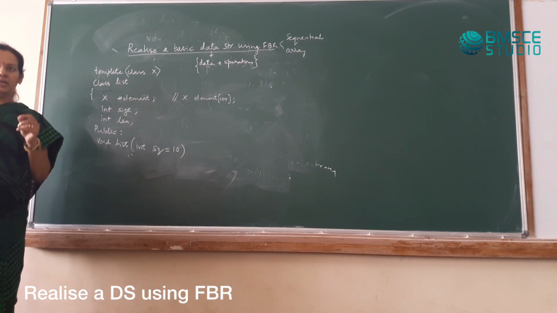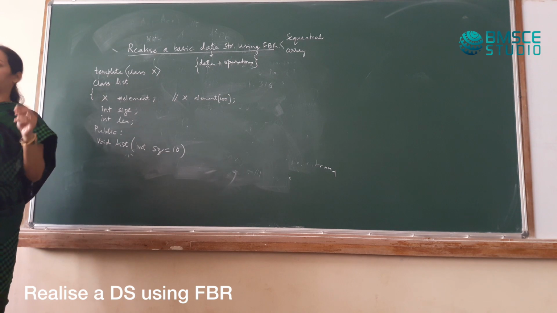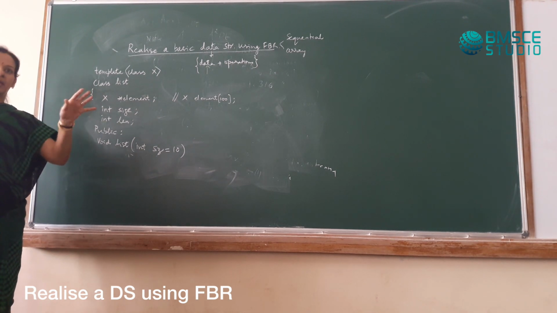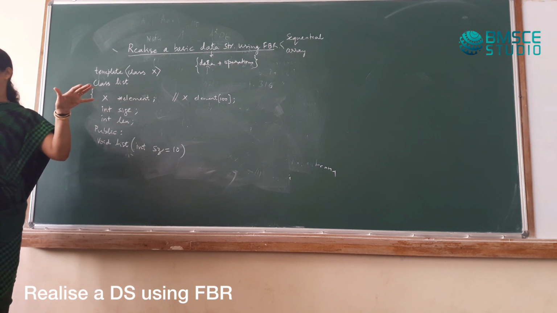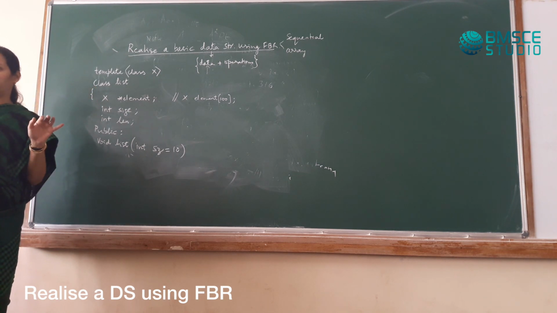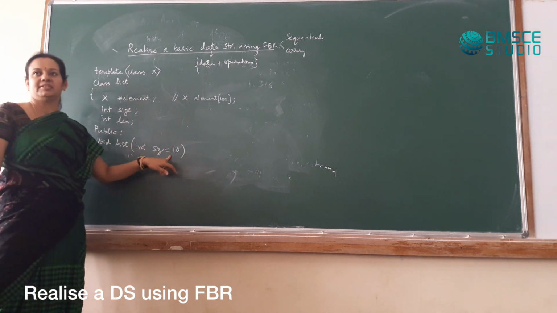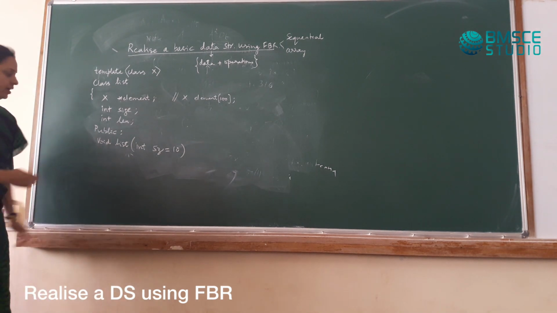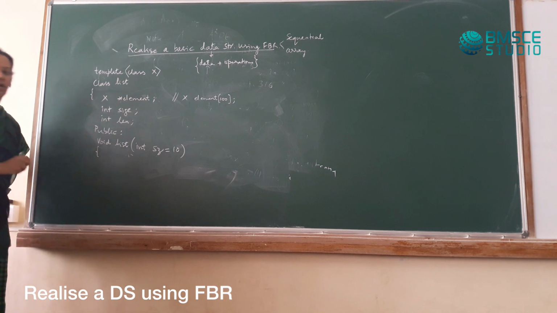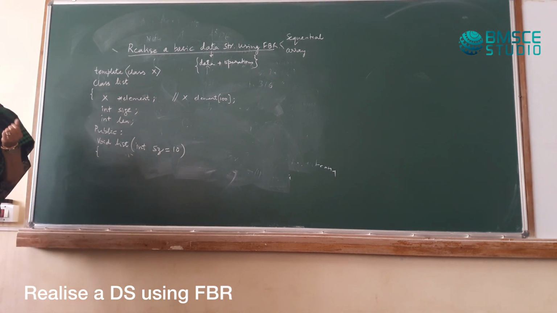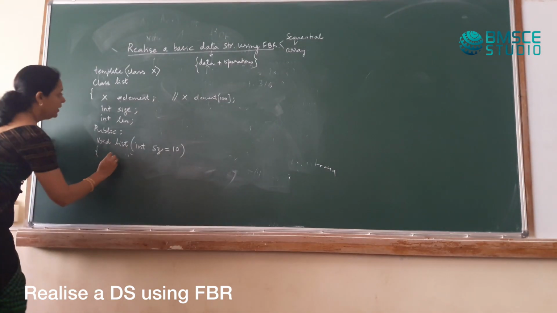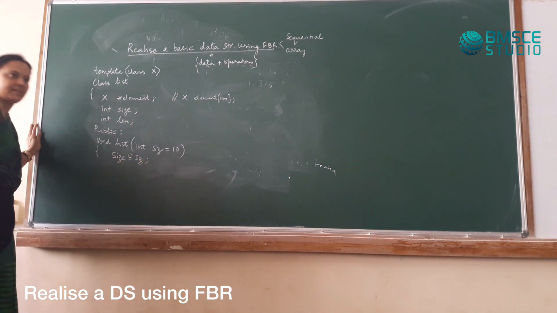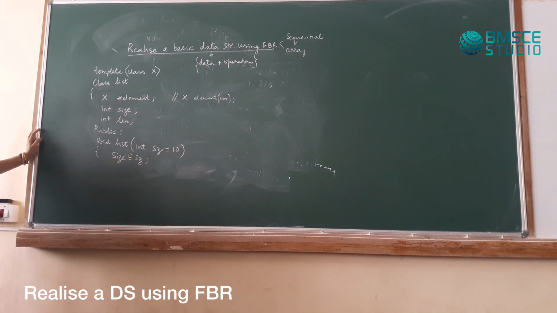Does that mean that the user will always get an array of size 10? No. If the user forgets to mention the size of the array, then it will be of size 10. Otherwise, the user can even give 10,000. It will be taken. How do we take the value that the user gives? size is equal to sz. Correct?